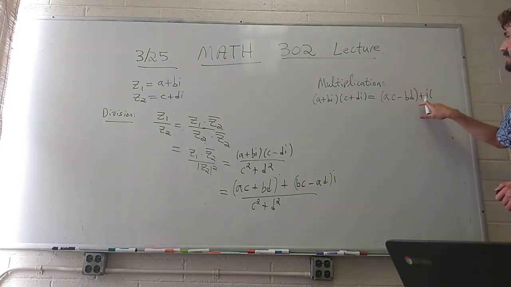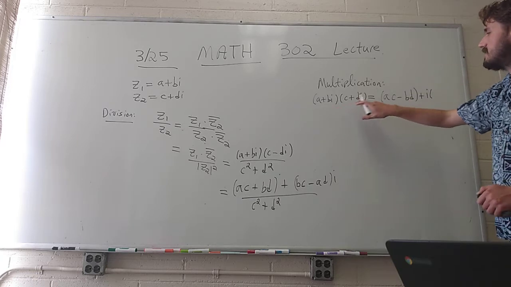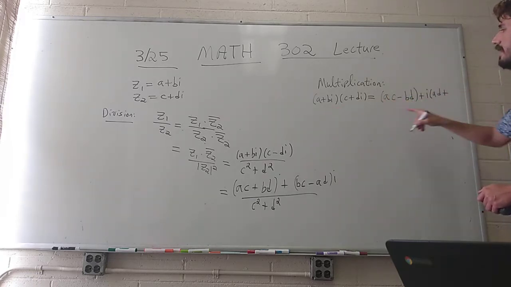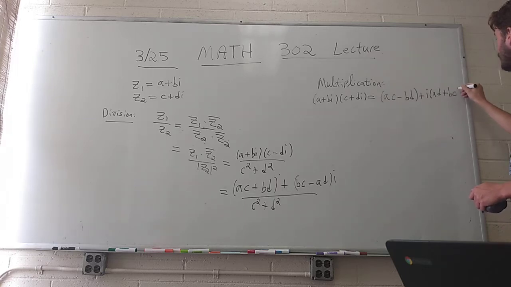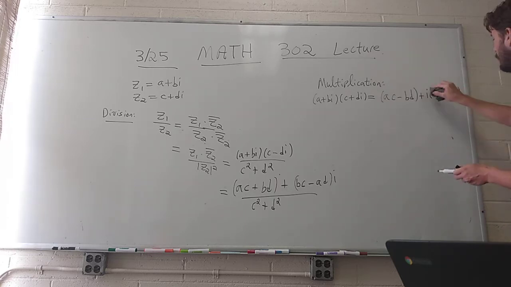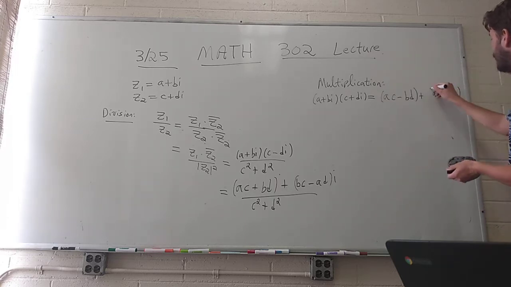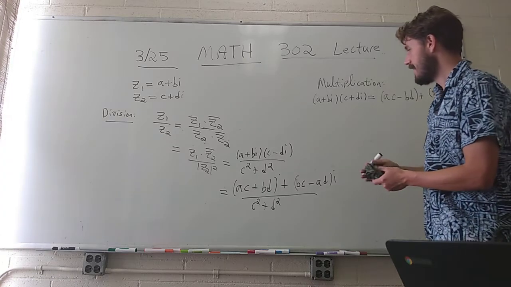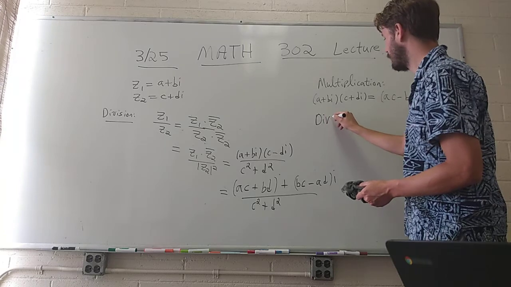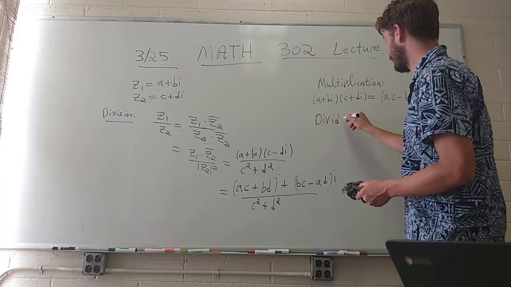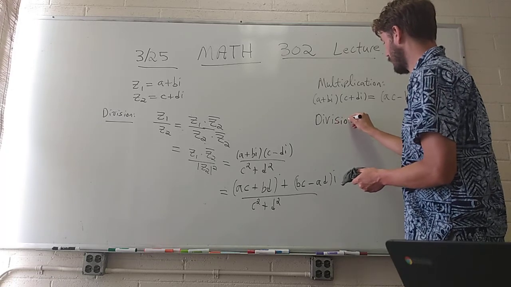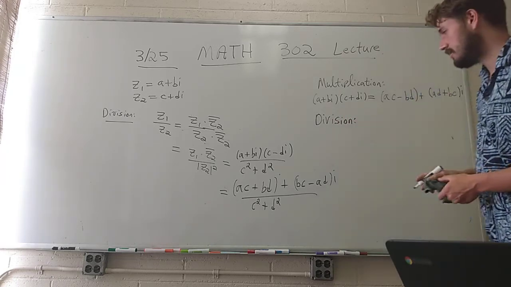ac minus bd plus i times (ad plus bc). That's how we multiply. How do we divide? How do you divide two complex numbers?